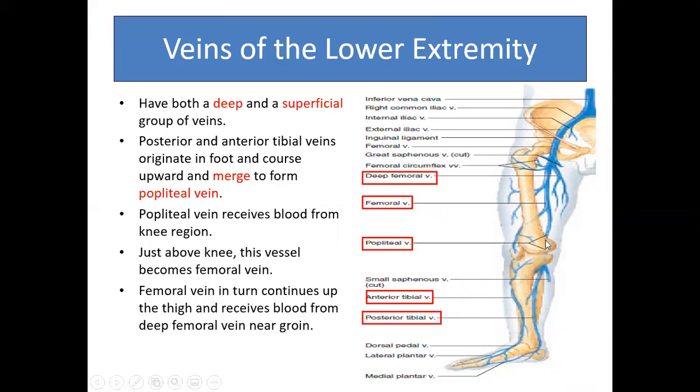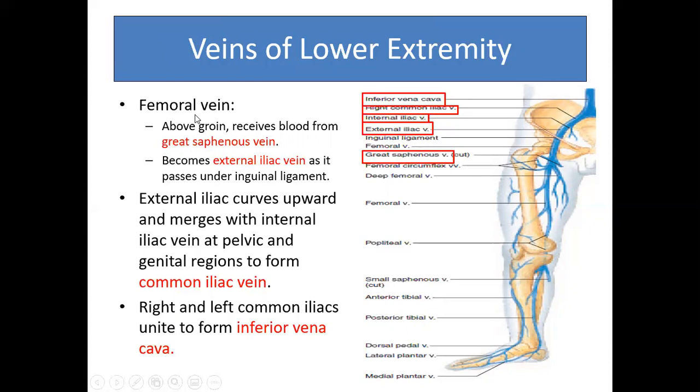At the back there we have the popliteal vein. The popliteal vein receives blood from the knee region. Just above the knee, this vein forms the femoral vein, which continues going up to the thigh region and receives blood from the deep femoral vein near the groin area. This is the deep femoral vein.